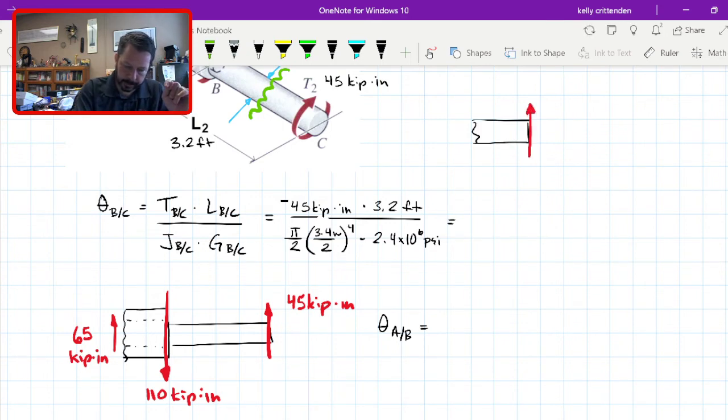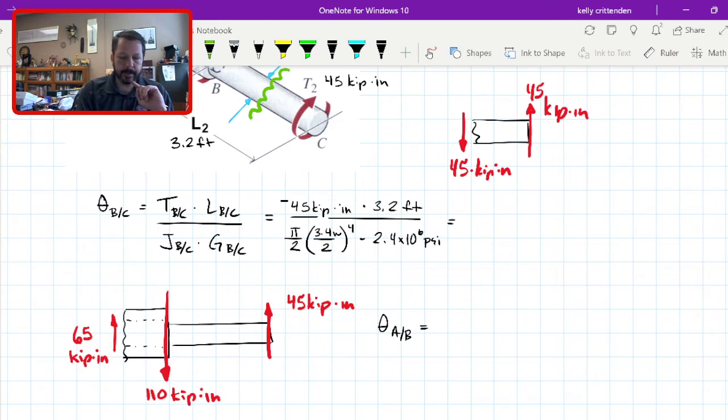There's the 45. And there's the internal one, 45. So I gave that internal 45 going down a negative sign. Here, the 65 is going up, so I need to give it the opposite sign. It doesn't matter which one I give negative and which positive. I just need them to have opposite signs because they're doing opposite things to the shaft. One's making it twist one way and the other's making it twist the opposite way.